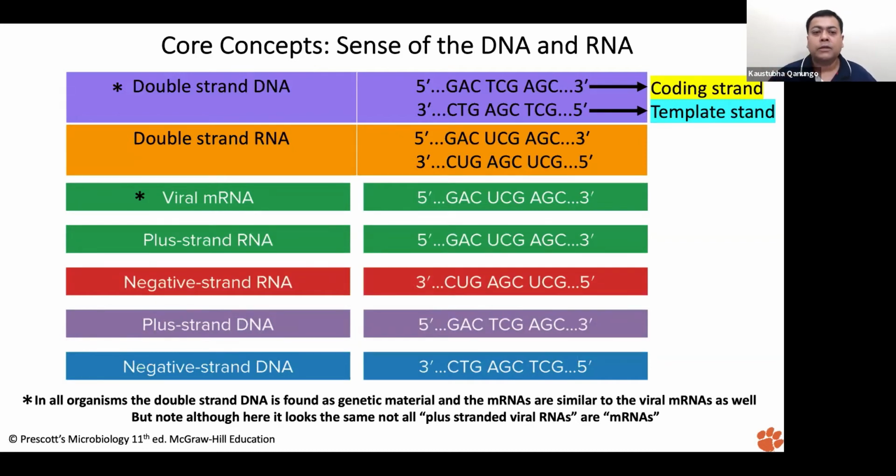Remember that if we ask you, given this negative strand RNA, how you are going to make the mRNA of that, first you have to write the complementary plus strand, and that will be your mRNA. If you are given this plus strand RNA and asked to write the viral mRNA, you will have to make an intermediate of the negative strand, which is complementary to this. And then you need to make the complementary of that, which will make this viral mRNA. So that's pretty much the overview of that.